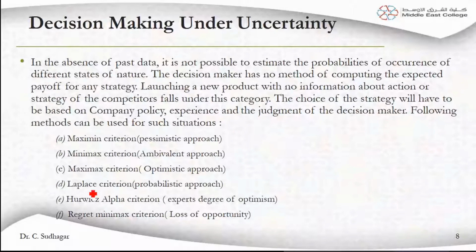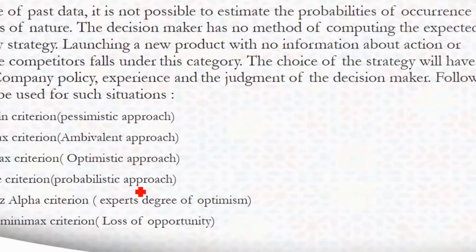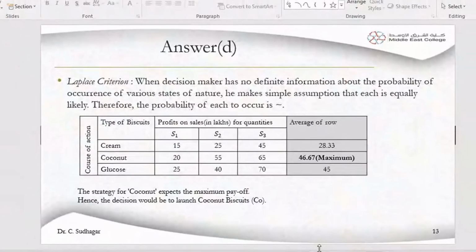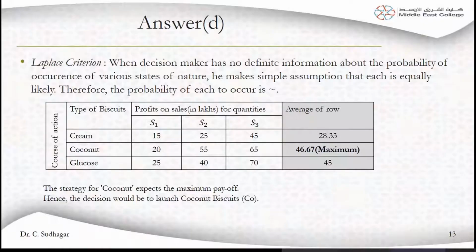Now let us go to the Laplace criterion or probabilistic approach. Fourth question is the probabilistic approach. So three different types of approaches we have done. Most of the time, if you have the data and the probabilities, that is also important. If you have the probabilities, then you can make the decision more accurately. It is called data driven decisions.